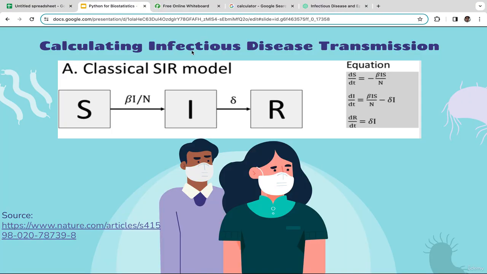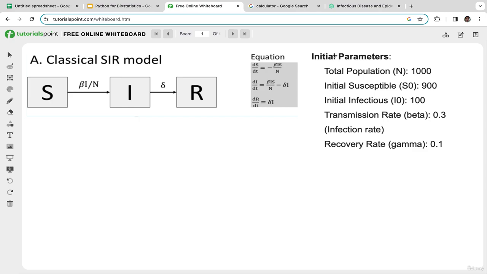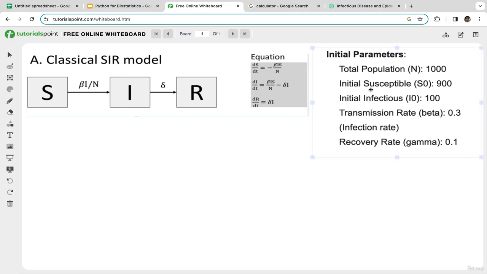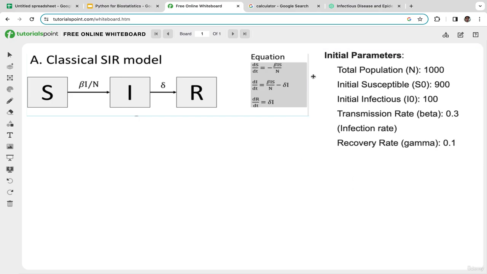Okay, so now let's go to our whiteboard. We're going to use this data for our case study. Let's assume that the total population is 1,000 and the initial susceptible is 900. So there are 900 people who have the potential to be infected by this disease, and the initial infectious is 100, so 100 people have been infected.